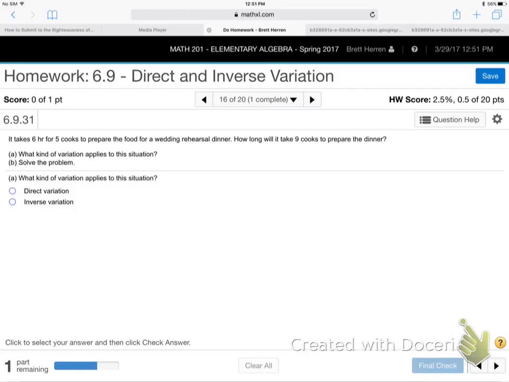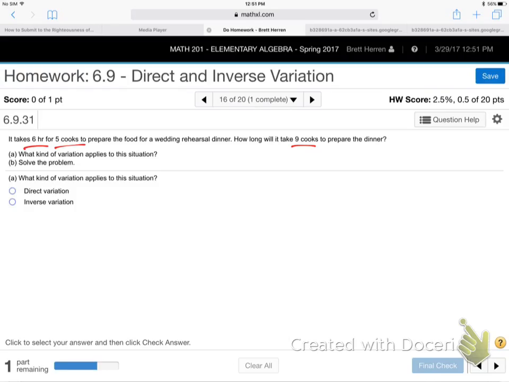Okay, 6 hours for 5 cooks. How long for 9 cooks? Okay, this is that one kind of problem that we did. Let's first answer the question. Is it direct or is it inverse? Think carefully though. This isn't easy to get the hang of at first. No, it's inverse. Think carefully.